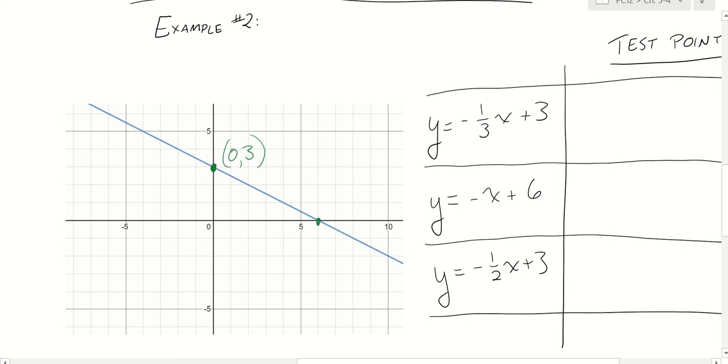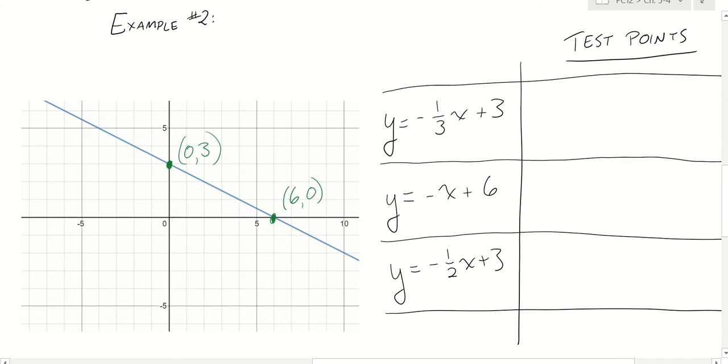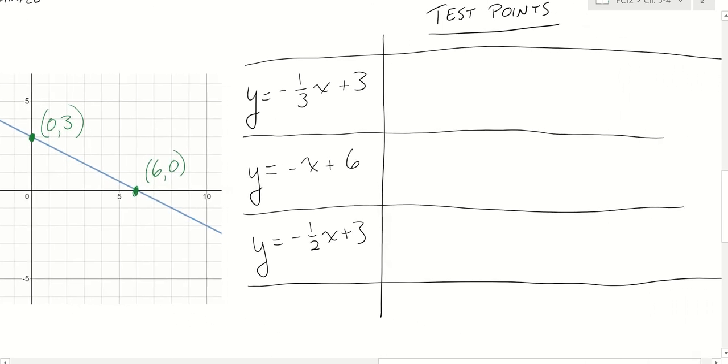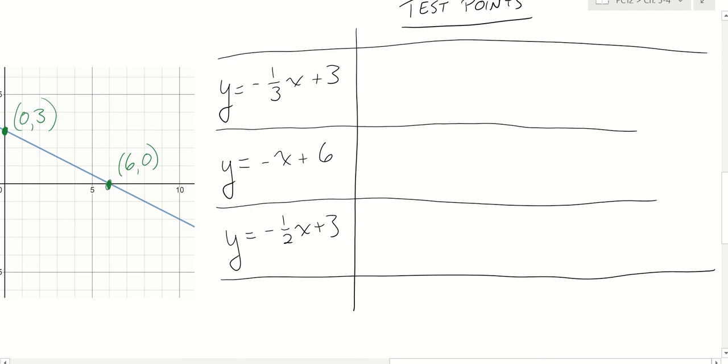You don't necessarily have to choose this x-intercept. You could choose this particular point, you could choose this particular point of 2 and 2, or 4 and 1. But I'll just choose this x-intercept just because I want to. So here we have 6 and 0 as our second point. They're also usually nice and easy to calculate with if you have a 0 in there somewhere.